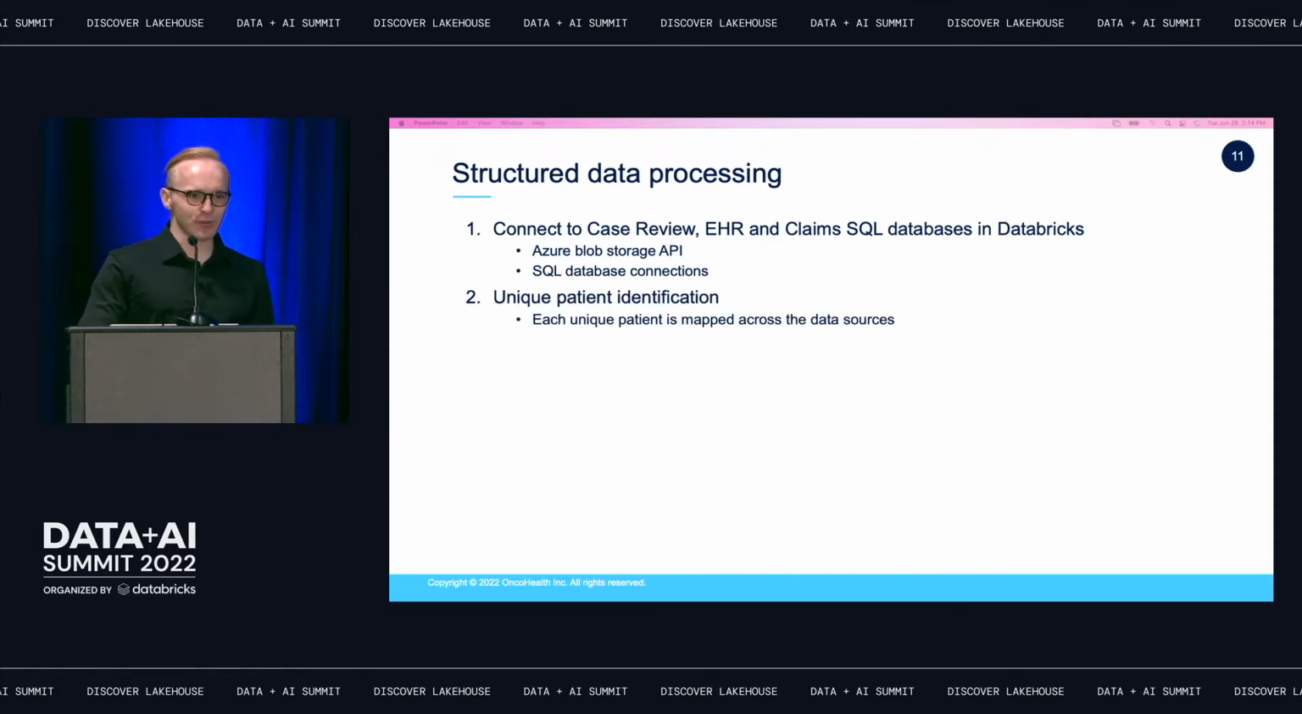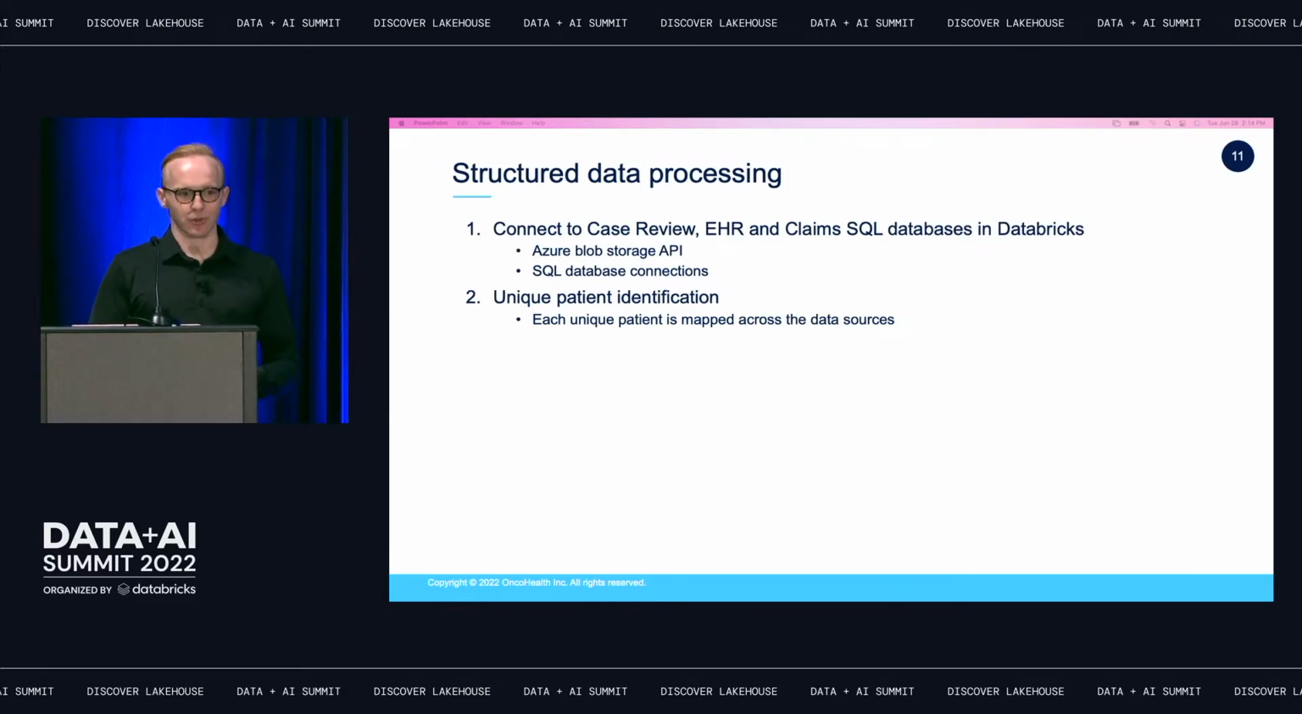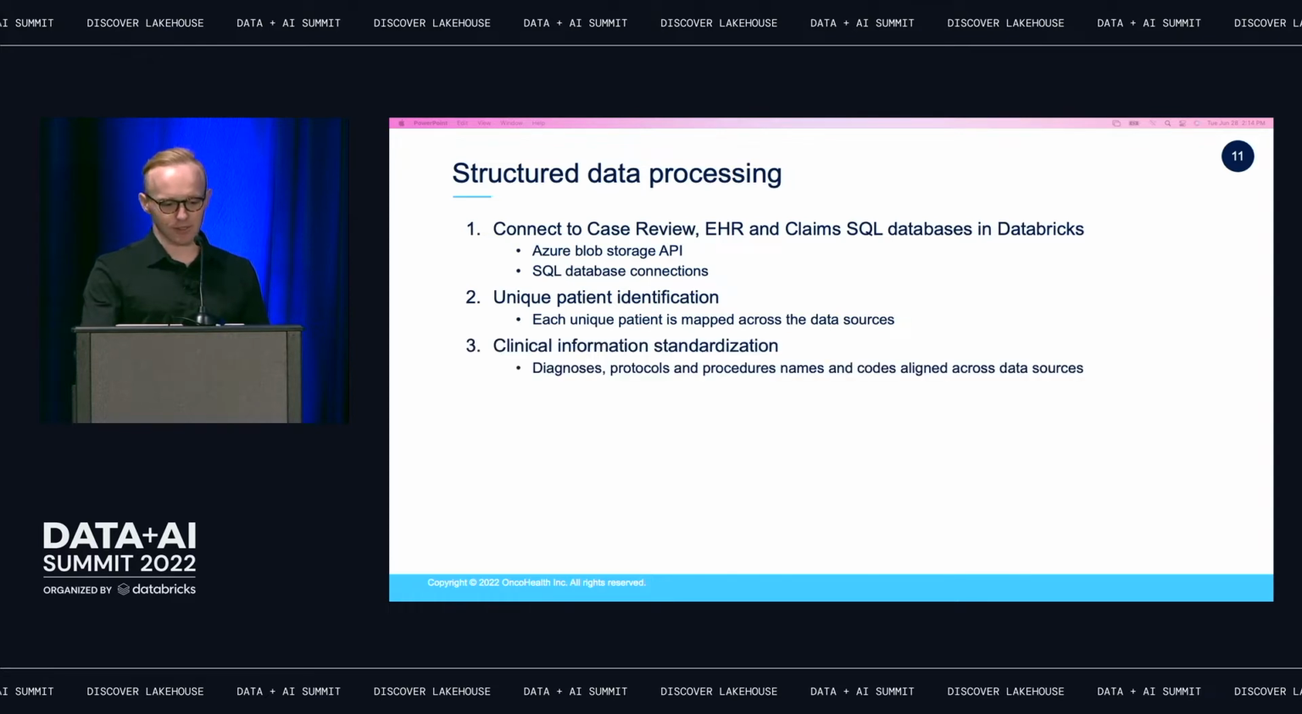And then the next step, which is really important and is a separate process altogether, is to identify a unique patient across all of these data sources. And again, our clinicians within OncoHealth are allowed to see PHI data, and so we have our own algorithm to go through all of these databases and identify a unique patient and map them across the different data sources.